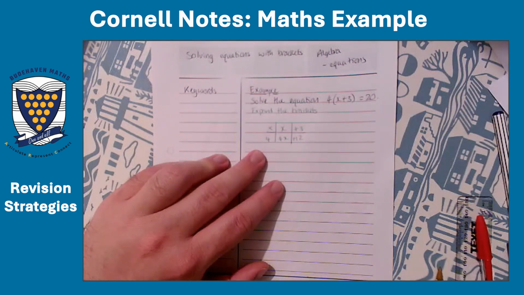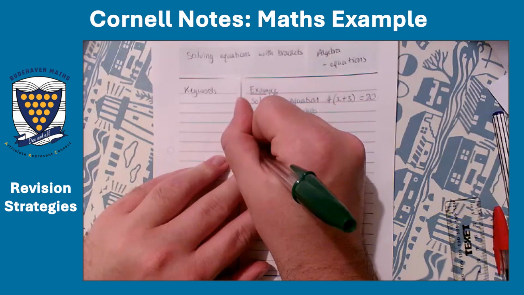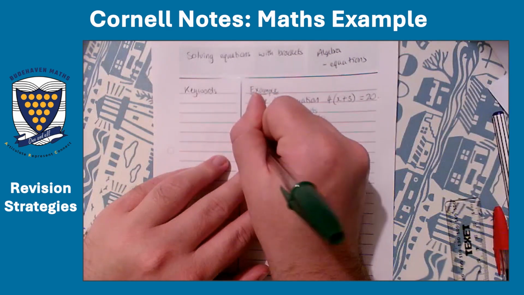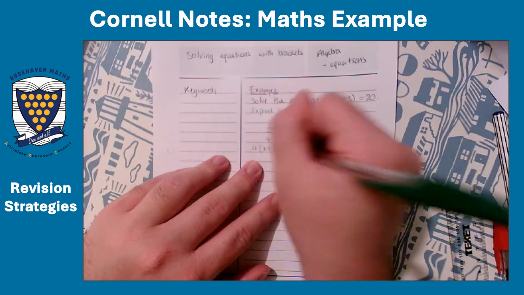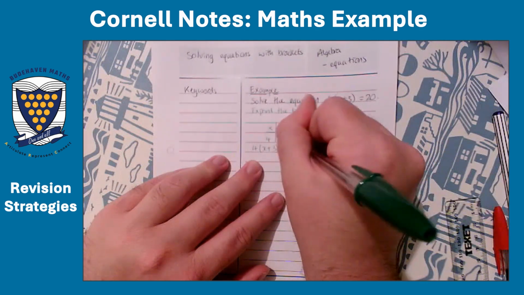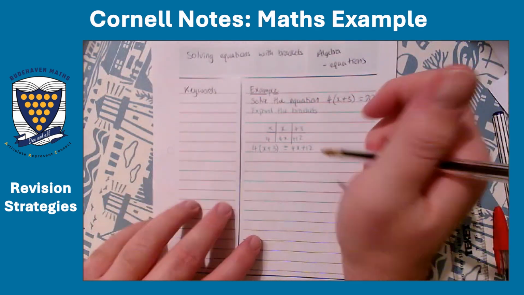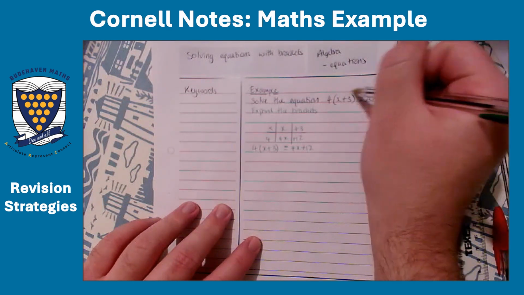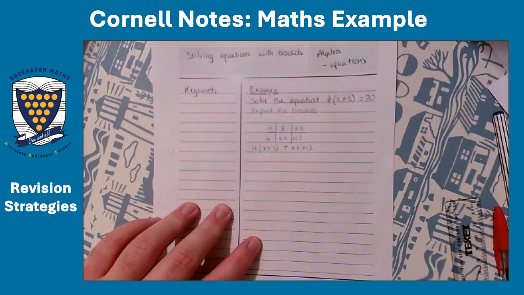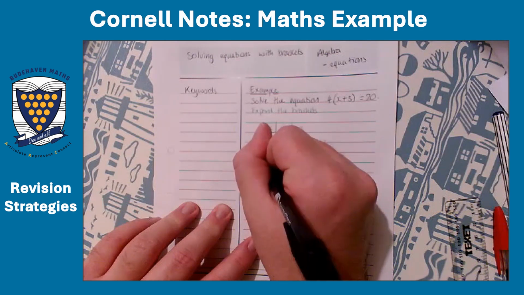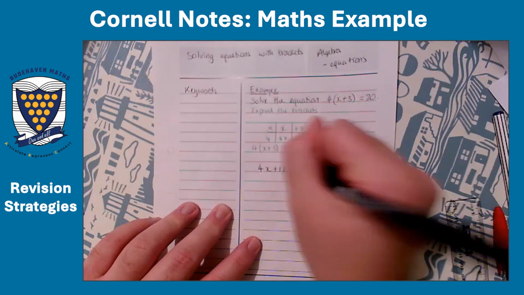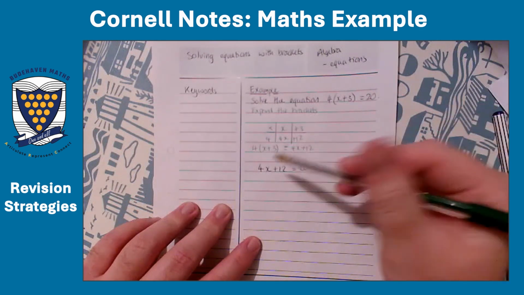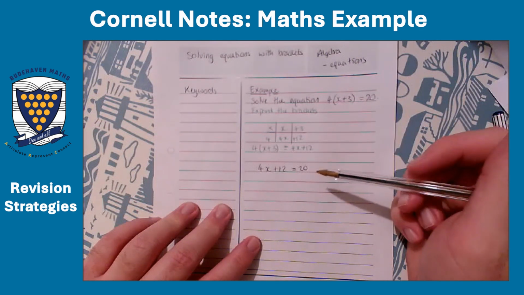So I can then say that 4 lots of x plus 3 is the same as 4x plus 12. So that means this bit here, I'm now going to replace with the 4x plus 12. So I can now write that equation as being 4x plus 12 equals 20. And now we've just got a standard 2-step equation that you'll be very familiar with solving.